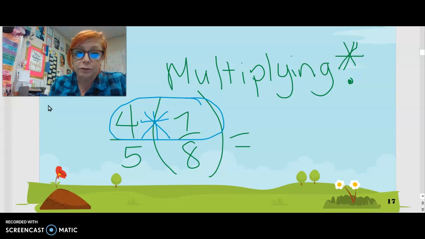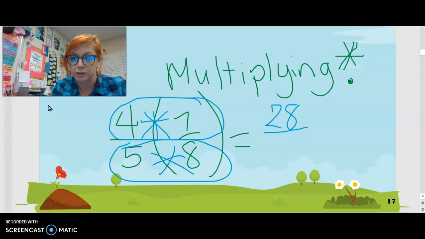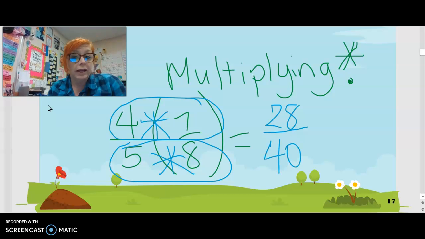Okay, sorry. You just multiply straight across. There's no need to change anything. It's just right as it is. So what is 4 times 7? 28. Good. Okay, and same thing down here, you're just going to multiply straight across, just like a normal multiplication problem. 5 times 8, and what do you get? 40. Okay, and that's it.